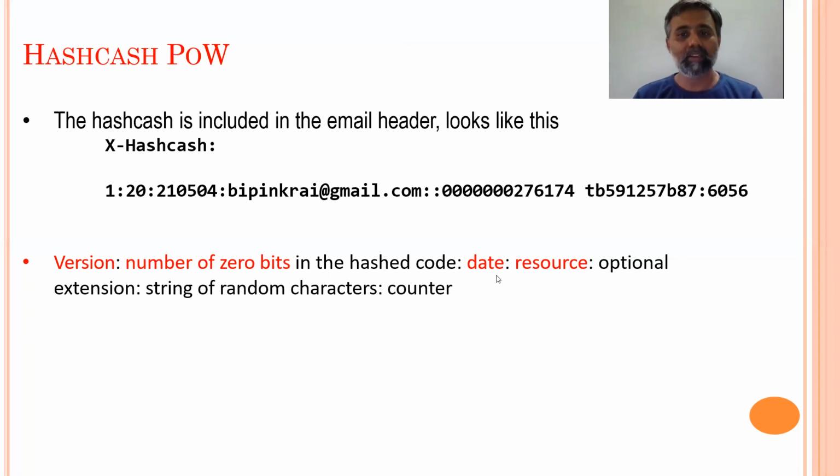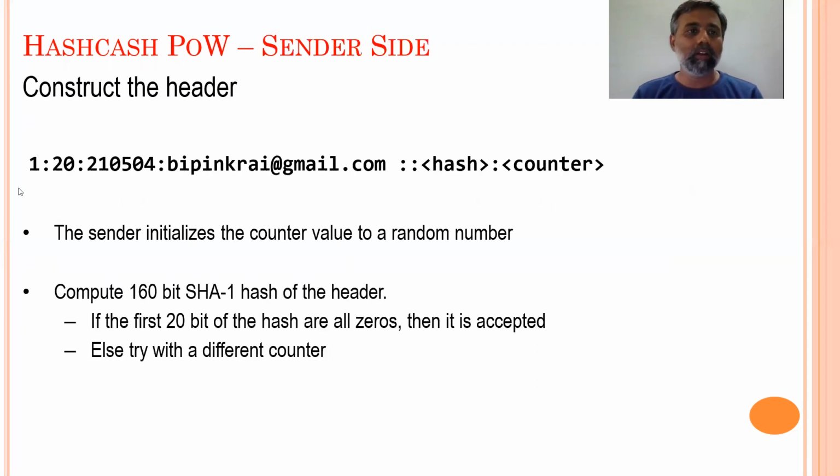Then the resource, which is the email ID. This is my email ID. Then I have taken an optional extension, for example, which is blank here. Then a string of random characters, say this, and the last one, the counter. So any sender will construct the header like this.